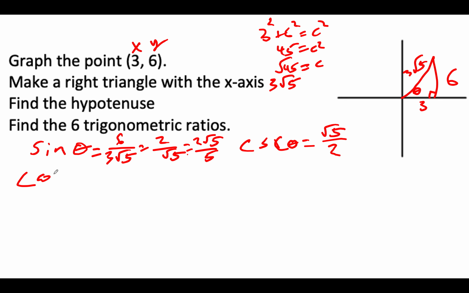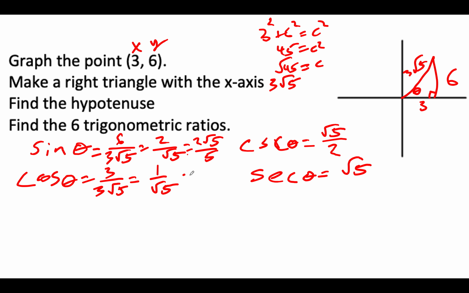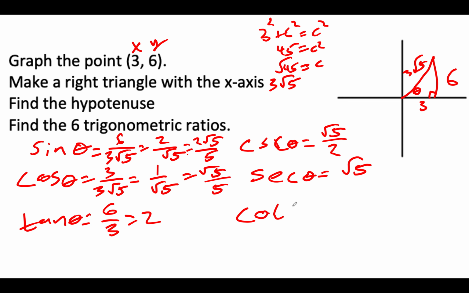And then the cosine is 3 over 3 root 5, which is actually 1 over root 5. Flip that over for the secant: root 5 over 1. Multiply the top and the bottom by root 5: root 5 over 5. Tangent is going to be 6 over 3, and 6 over 3 is 2. Flip that over for the cotangent, and you get 1 over 2.